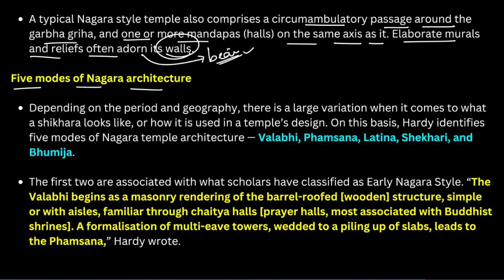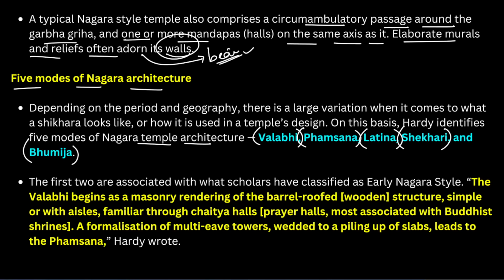So depending on the period and geography, there's a large variation when it comes to what a shikhar looks like or how it is used in a temple design. On this basis, Hari identifies 5 models of Nagar temple architecture, which are the Balavi style, Famsana style, Latina style, Shekhari style, and the Bhumija style. So please remember these 5 styles are of the Nagar architecture styles.